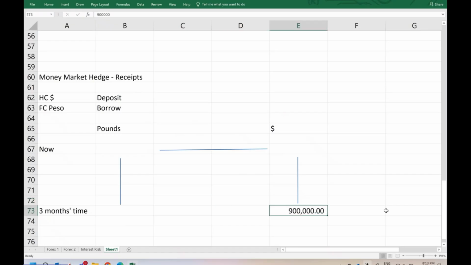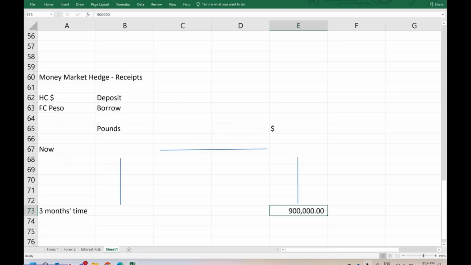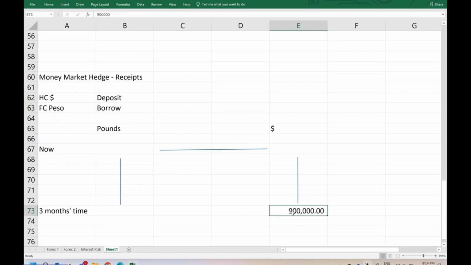We are receiving $900,000 in 3 months' time. No, it's a receipt. It's income, right? Our risk is maybe we receive less money, less income in pounds when we convert after 3 months' time. Sorry, 6 months' time here. 900,000. Okay, now, first of all, keep the rates first here. So we will receive $900,000 in 6 months' time.